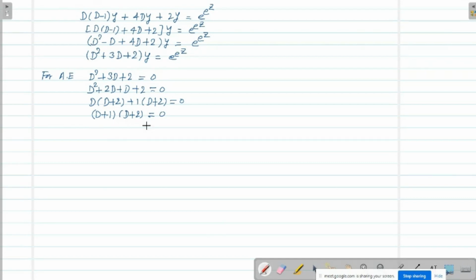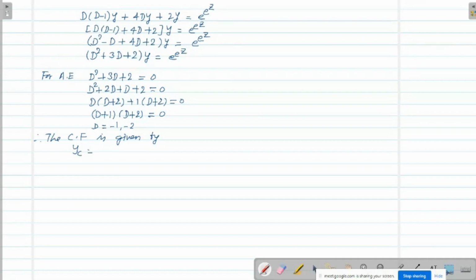So from this we will have D plus 1 equal to 0 or D plus 2 equal to 0. So from this you will have minus 1 and minus 2 as roots. Yes or no? Yes, sir. Therefore the complementary function is given by, what is the complementary function?